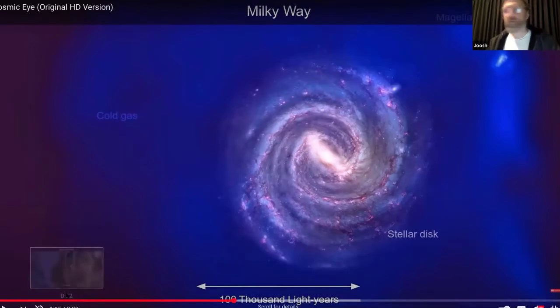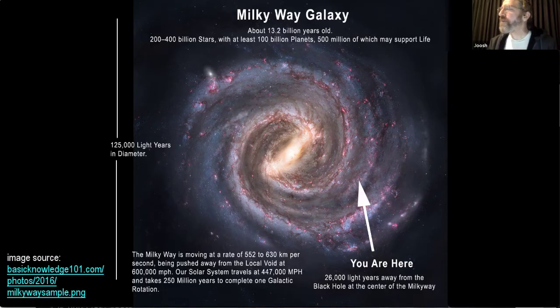So I'm going to just switch over. The Milky Way galaxy is only about 13 billion years old. Our Earth is about 5 billion years old, 4 or 5 billion. And you can see this is about 125,000 light years in diameter. Now, what the heck is a light year? A light year is how far light can go in 1 year.